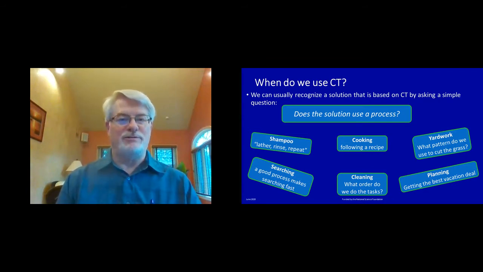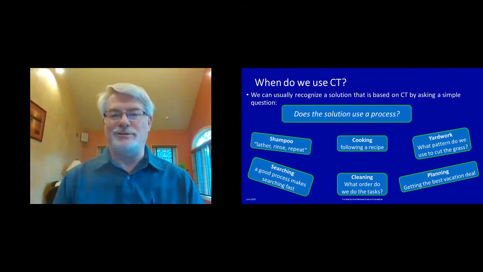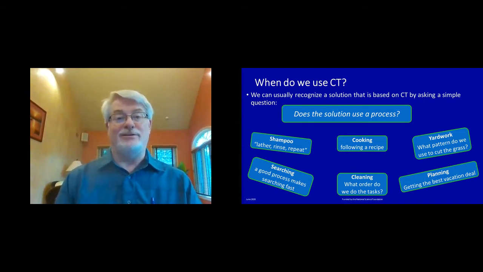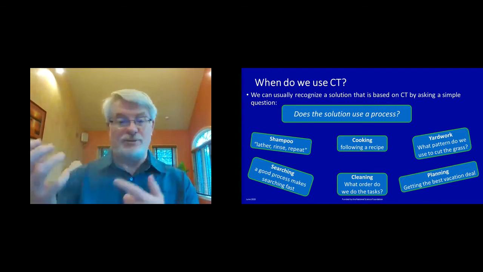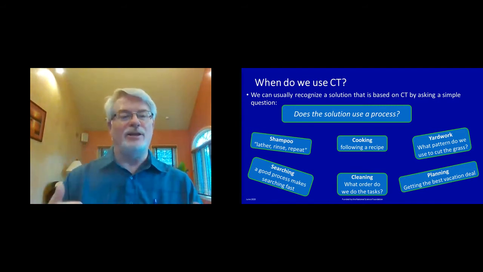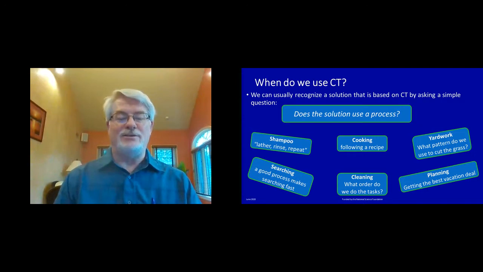One of the first examples we often share with students in introductory classes is shampoo, because we've all read the instructions on the shampoo label that says lather, rinse, repeat. And then later on, we get to make a joke about looping and point out that there's some kid that's still in his shower who's been lathering, rinsing, and repeating for days and days and days. But that's a process, right? So when we apply that, we're applying computational thinking.